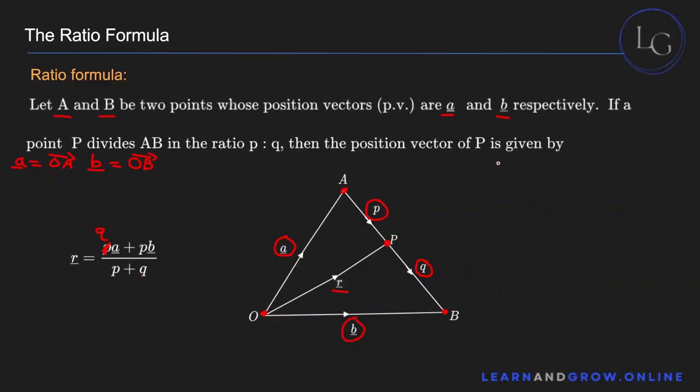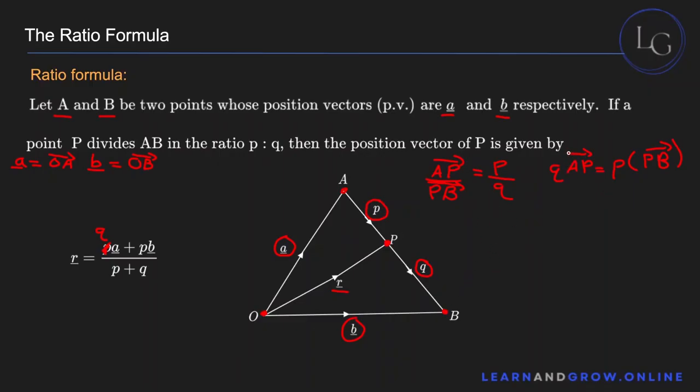How do we come to this conclusion? Well, simple. As you know, it says that this point P divides AB into two parts, p and q. So the vector AP divided by the vector PB is obviously equal to p over q. So AP to PB is equal to p over q. Let's see how we came to this formula. Let's just cross multiply these. So basically that just means that q AP is equal to p PB.